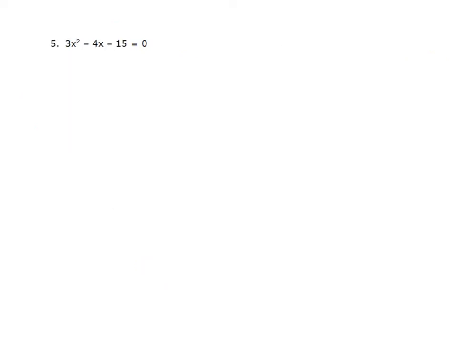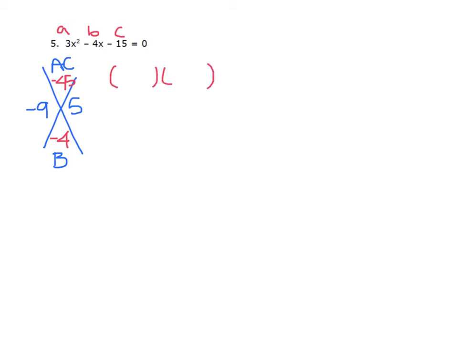Number 5, same exact concept. A, B, and C. I need numbers that multiply to A times C but add up to B. A times C is negative 45. And add up to B, which is negative 4. The two numbers I'm going to use are negative 9 times 5. Alright, now I set up my two parentheses. X minus 9, x plus 5.